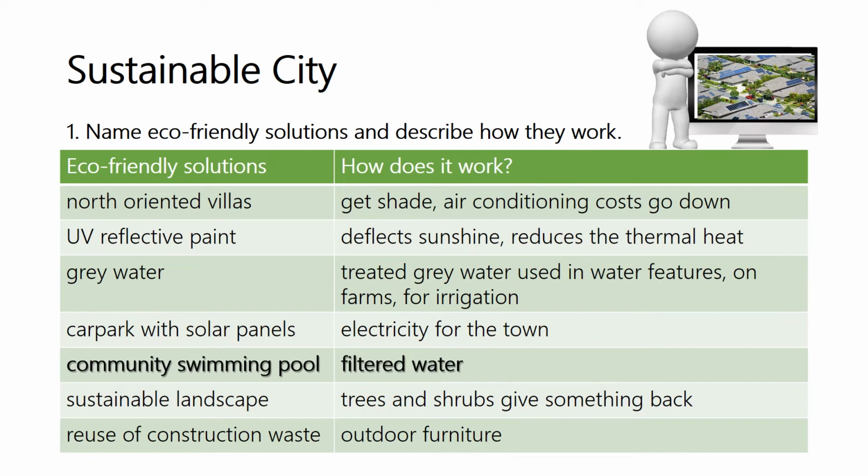Swimming pools are essential in Dubai for understandable reasons. The water there is filtered. This way they are saving a lot of water. Even their landscape is sustainable. They plant trees and shrubs which go well together. These trees and shrubs produce fruit as well.